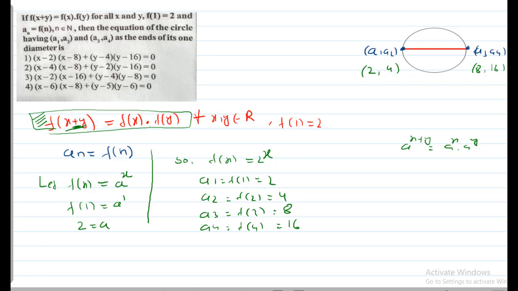Directly you can write the equation of the circle. We have the direct formula: x minus x1 into x minus x2 plus y minus y1 into y minus y2 equal to 0 is the equation of the circle. Okay students, x minus 2 into x minus 8, plus y minus 4 into y minus 16 equal to 0 is the required equation of the circle. So you need to check the options: x minus 2 into x minus 8 plus y minus 4 into y minus 16, option 1 is correct.